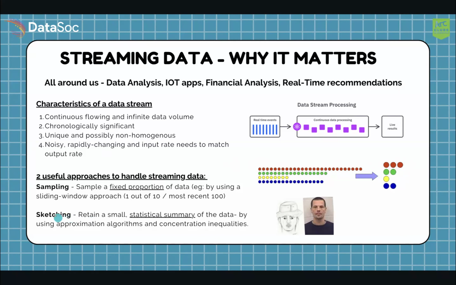Another method is sketching, which means retaining a small statistical summary of the data, where we use approximation algorithms and concentration inequalities. Most of this is just theoretical; you just need to know these facts. Sketching would be something like when you draw a sketch of, let's say, a criminal. You don't need to have the exact picture. You can just draw a rough sketch if you've never seen the person before, and that can help you find them.